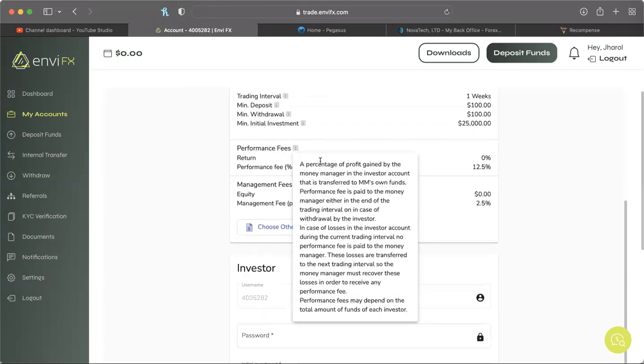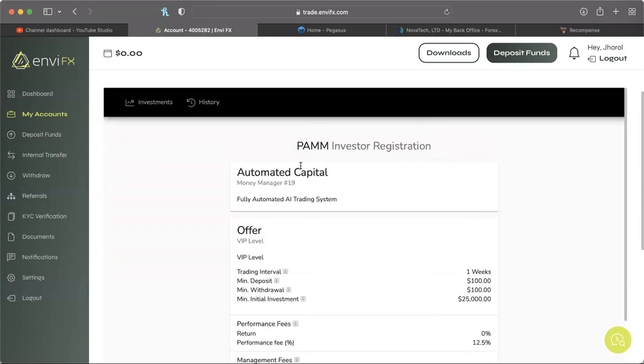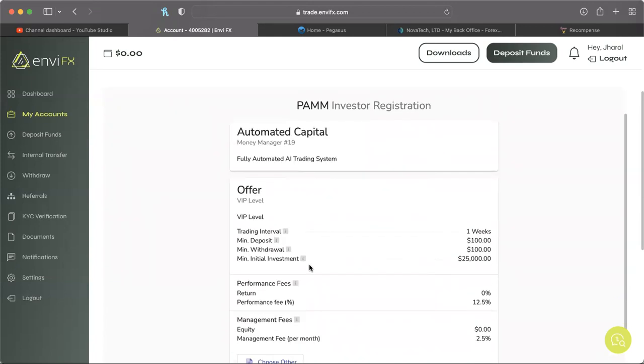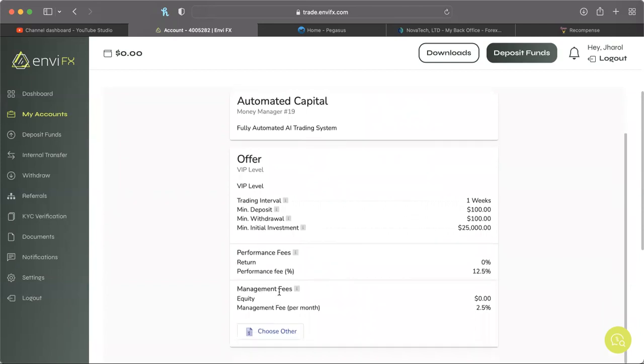It gives us information right there: a percentage of profit gained by the money manager in this investor account that is transferred to MM's own funds. Performance fee is paid to the money manager either at the end of the trading interval or in case of a withdrawal by the investor. In case of losses in the investor account during the current trading interval, no performance fee is paid to the money manager. All right. So if this account loses, then they get no performance fee. It only gets a performance fee if you win, but they do take management fees every month.